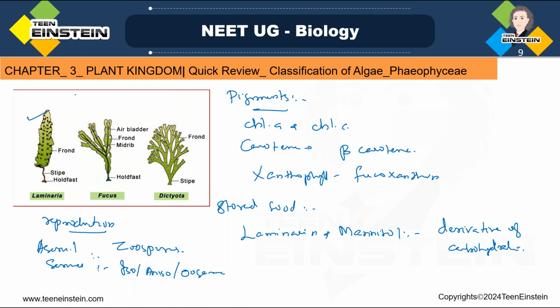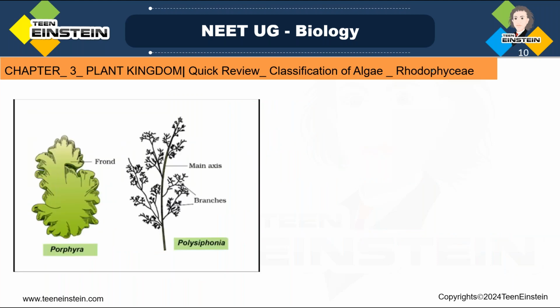So those are the points which you need to learn about phaeophyceae. And next is about rhodophyceae or red algae. Rhodophyceae is red algae. R, try to remember like that. Red algae, rhodophyceae. These red algae are ancient or primitive algae. The example is Polysiphonia. Here you can see the example Polysiphonia, and for Polysiphonia you can see branches are there, main axis is there.